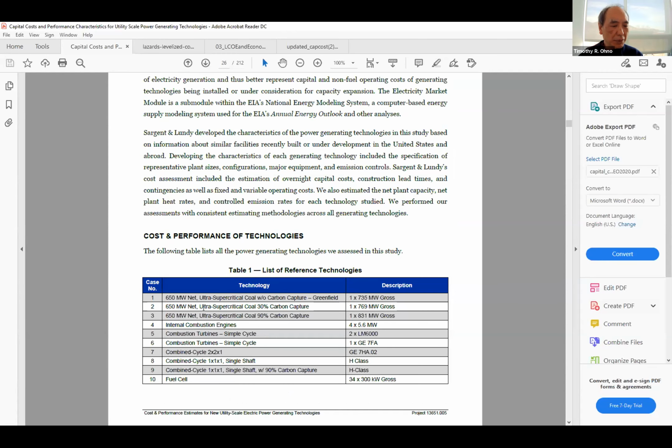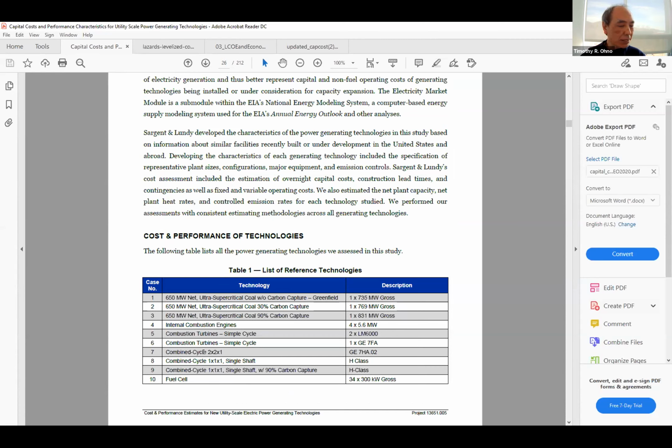Two is suppose I have 30% carbon capture, same size, but now I'm going to actually take some of the energy produced and use it for capturing carbon to minimize my climate change impacts. And three is suppose I do it 90%. Okay, and the 1.5 degree guys would say the 90 is where you have to be. Otherwise, it's not a big enough difference.